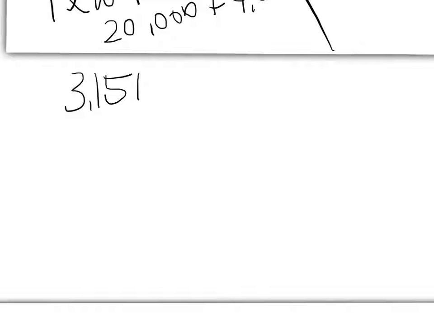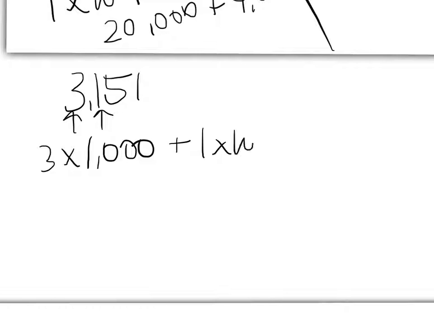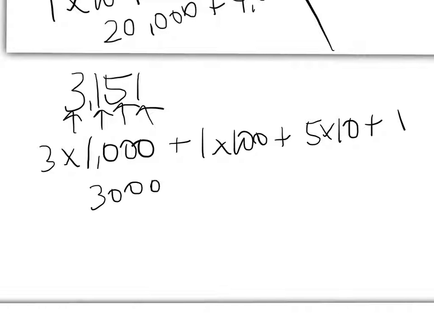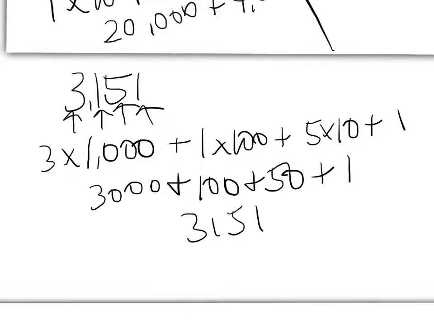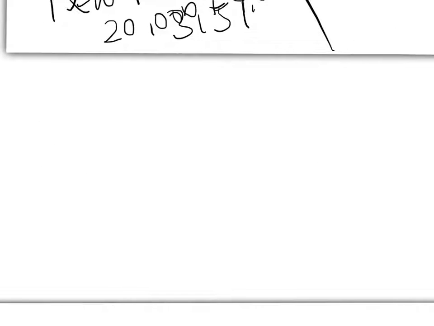All right. So hopefully for the 3 you did 3 times 1,000 because there's 3 1,000s plus 1 times 100 plus 5 times 10 plus 1. Pretty easy. 3,000 plus 100 plus 50 plus 1 equals 3,151. Okay, one more, and we'll be done with this. All right, do this one, 27,422. Pause it, do it, unpause it.